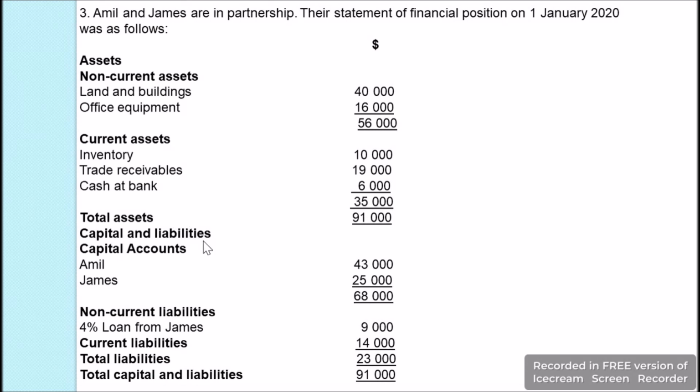Then we have the capital and liabilities. In capital we have Amel's account, which is $43,000, James's account, which is $25,000, and the total is $68,000. Non-current liabilities: 4% loan from James, which is $9,000. Then we have current liabilities, which is $14,000. The total liabilities, that is 9,000 and 14,000, is $23,000, and the total of capital and liabilities, that is 68,000 plus 23,000, is $91,000.